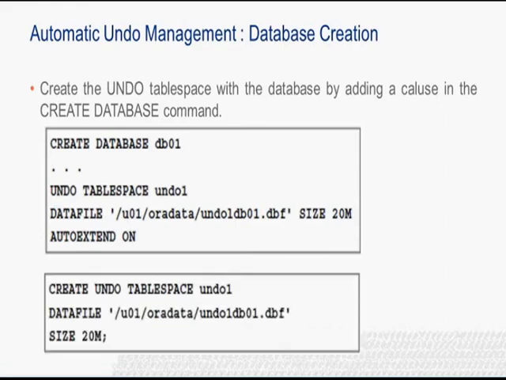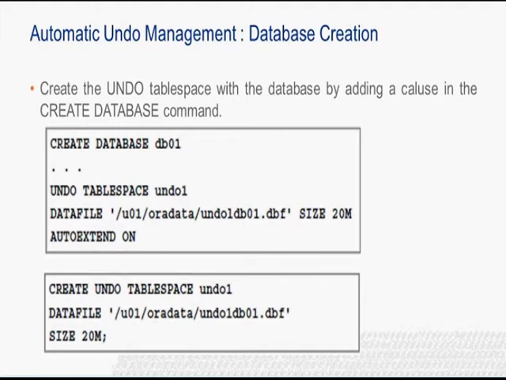Automatic undo management requires an undo tablespace. More than one undo tablespace may exist in the database, but only one undo tablespace can be active. We can create the undo tablespace with the database by adding a clause to the CREATE DATABASE statement. During database creation, if the UNDO_MANAGEMENT parameter is set to AUTO and we omit the UNDO TABLESPACE clause from the CREATE DATABASE statement, then the Oracle server creates an undo tablespace with the name SYS_UNDOTBS.